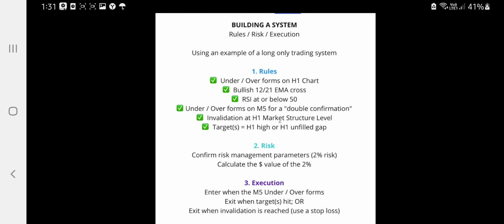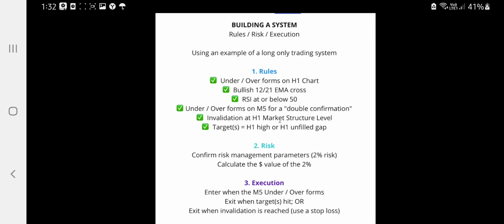So, stressing, you need to build your own system, develop your own edge, but this is a blueprint for how to do it. So we're going to use an example of the long-only trading system with a simple set: 4 rules, an invalidation, and then a target. So 4 technical rules, and then 2 risk management rules.